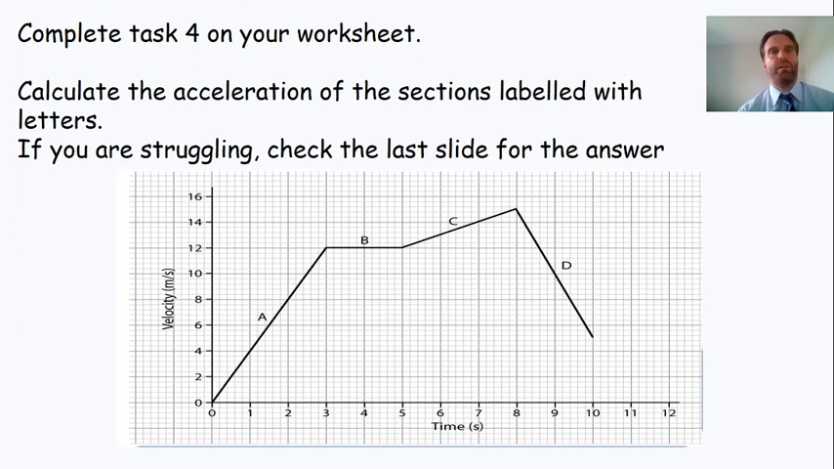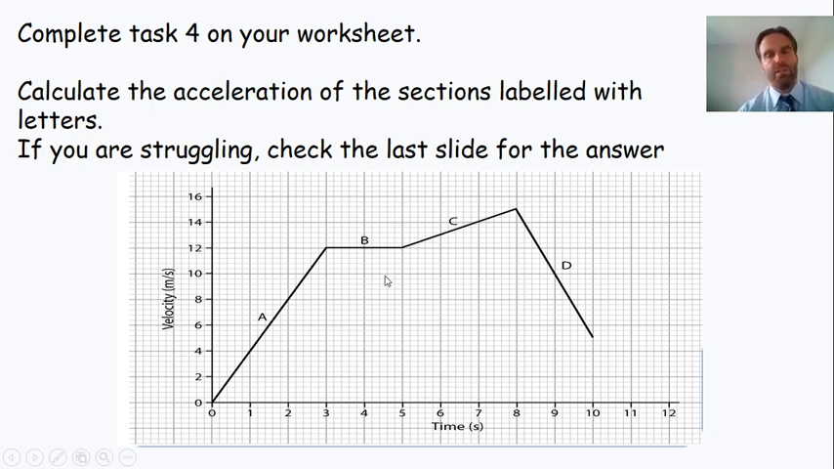Okay, so complete task 4 on your worksheet. What I'd like you to do is work out the gradient of each one of these lines. So for this one, A, over this 3-second period, the velocity has changed by 12. The one that's going to be slightly more difficult is C. Here you've got 5 to 8, so that's a 3-second period, and your velocity has only changed this time by 3. So you can do your maths on that.